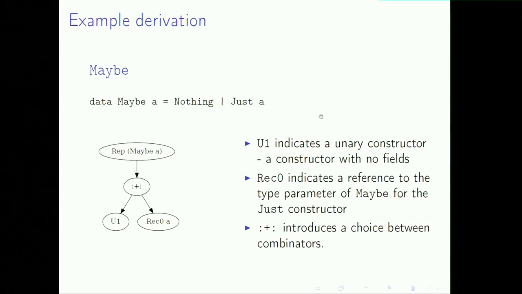So I think it's easiest to understand the idea of these representation types if we look at it diagrammatically. So here I've got the Maybe type, which a lot of people are probably familiar with. And the representation of the Maybe type is the choice of two constructors. So we can see this node here introduces the choice. On the one hand, we use U1, which is a unary constructor. That is a constructor that contains no information. And that corresponds to the Nothing constructor of the Maybe data type. And on the right-hand side, we have this Rec0 a node, which is basically a reference to any value of type A. And that corresponds to the Just a constructor.